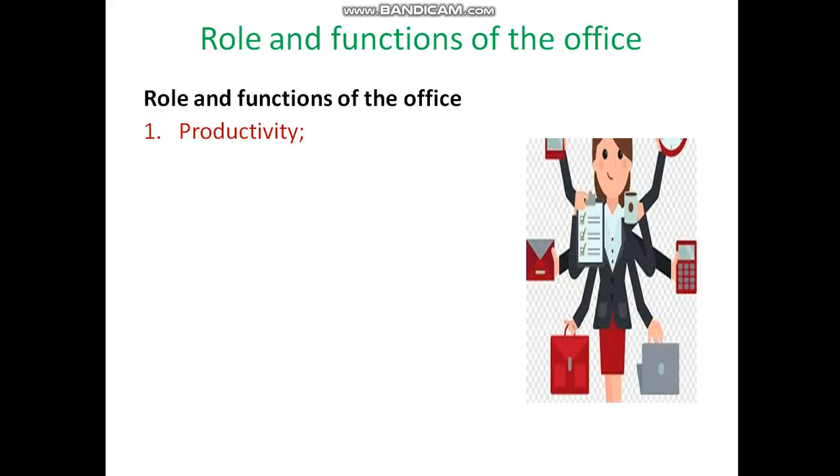The first one is productivity. The office assists in the production of goods and services by communicating instructions to individuals or departments such as purchasing, sales, marketing, and distribution. The office produces many documents while filling its role, including letters, reports, and financial statements. So the office deals with productivity.